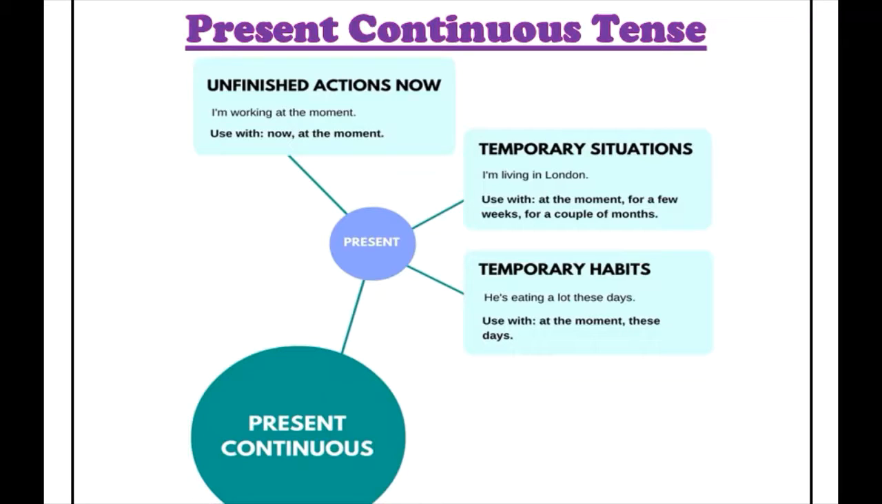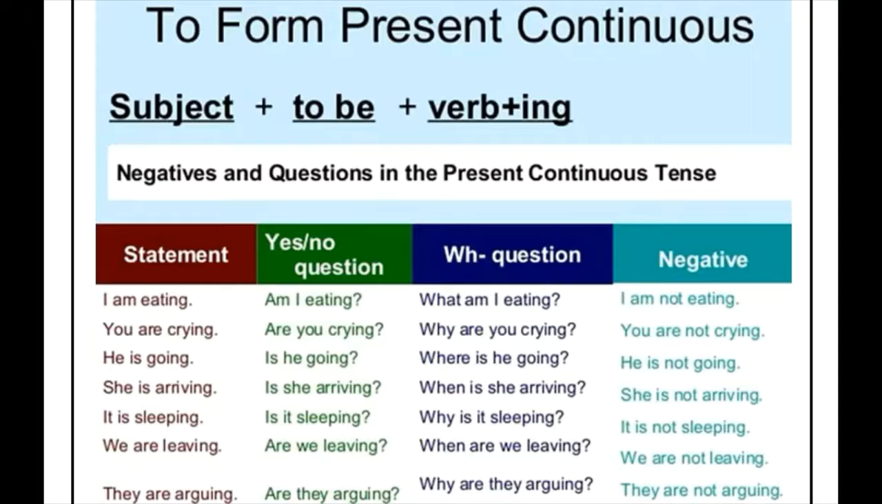Finally, we use it for temporary habits. For example, he's eating a lot these days. We use it with at the moment and these days. To form a sentence in the present continuous tense, we start with the subject, verb to be, plus the verb plus ing. For example, I am eating.